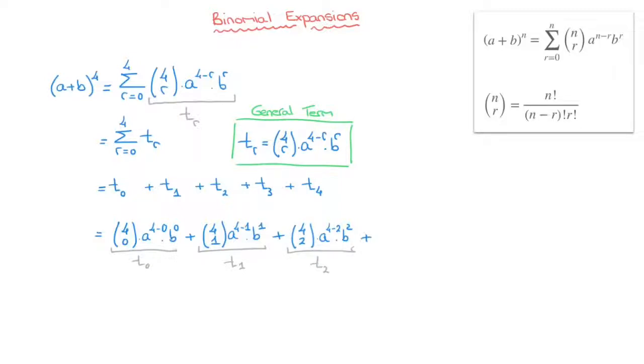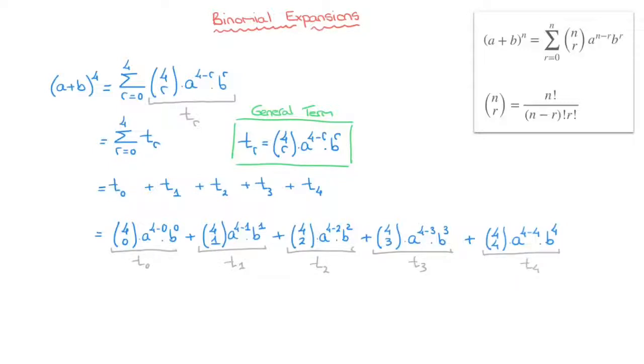I carry on and add the next term, which is t sub 3, for which all I have to do is replace every r that I see inside the expression by 3, which leads to the binomial coefficient 4 choose 3 times a raised to the power of 4 minus 3 times b raised to the power of 3. And that's t sub 3 taken care of. Finally, I add the next term, which is t sub 4, and for which I replace every r that I see inside the general term by 4, which leads to the binomial coefficient 4 choose 4 times a raised to the power of 4 minus 4 times b raised to the power of 4. And that's t sub 4 taken care of.